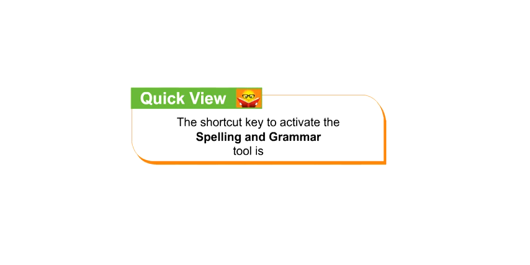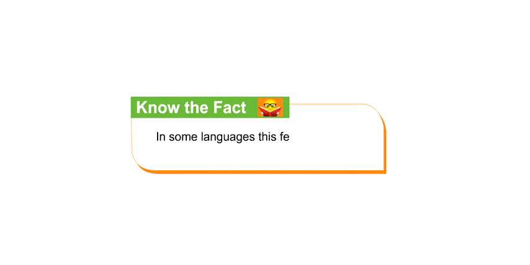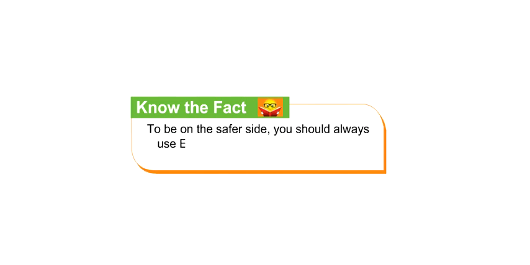Let us take a quick view. The shortcut key to activate the spelling and grammar tool is F7. Students know the fact that the spelling and grammar utility depends on the current language being used. In some languages, this feature does not work. To be on the safer side, you should always use English, United States, rather than English, India.